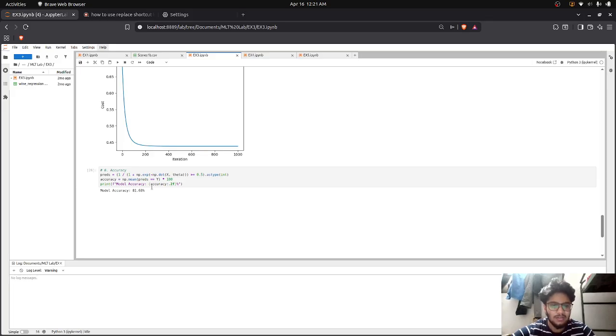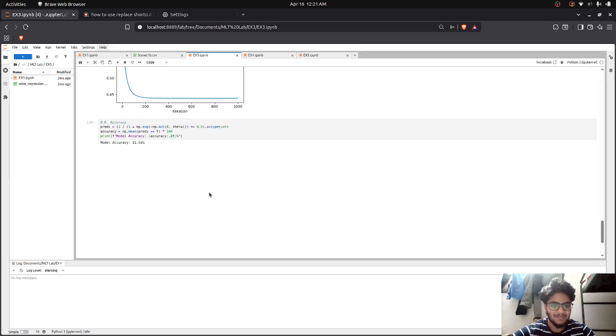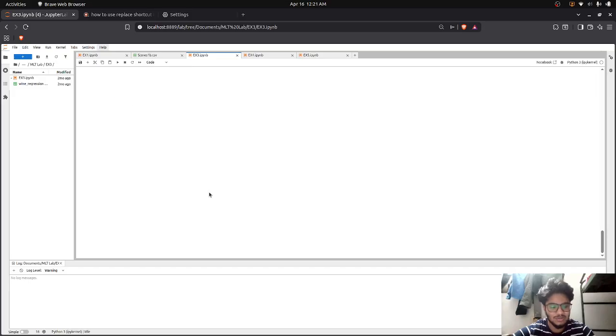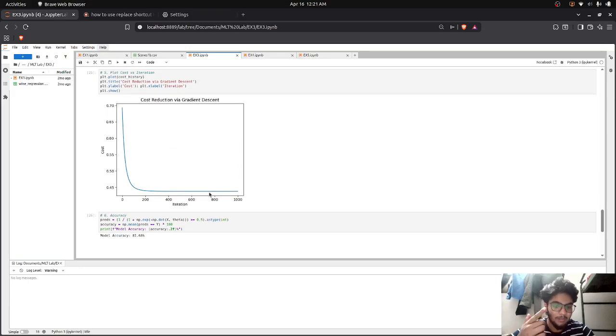So we come to the end of the session. Linear regression prediction uses only one variable, multiple regression uses more than one variable. Logistic regression classifies data into categories.